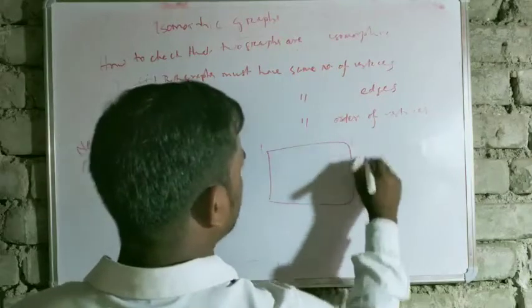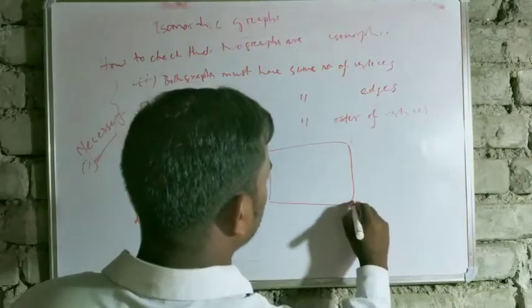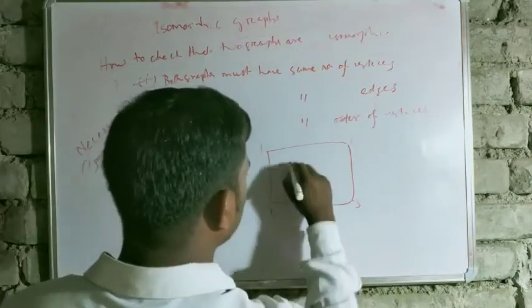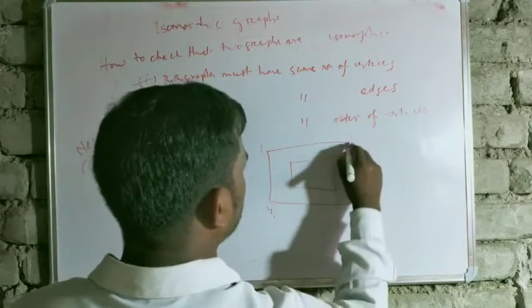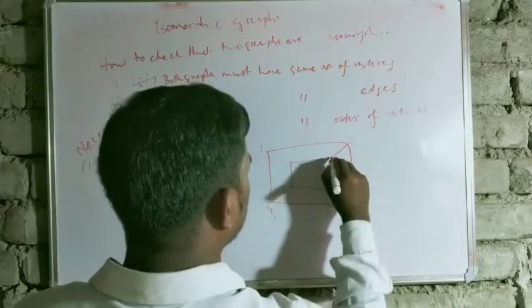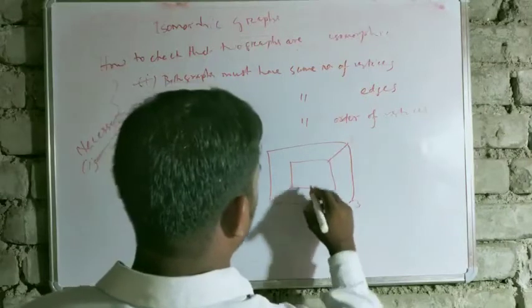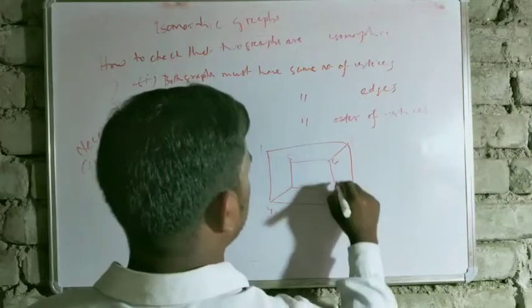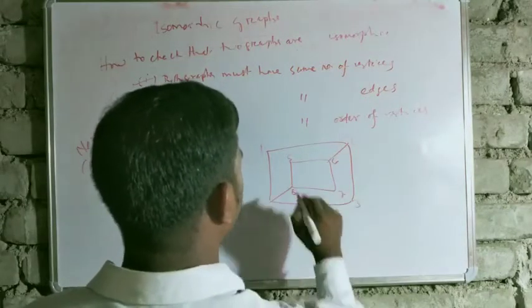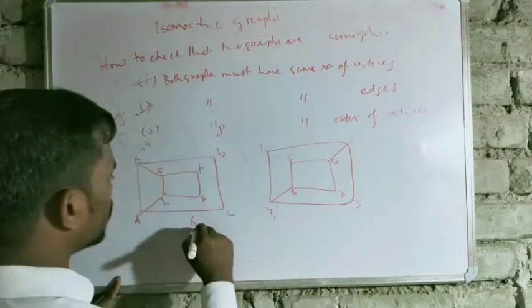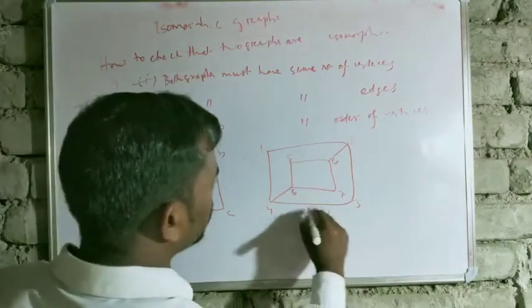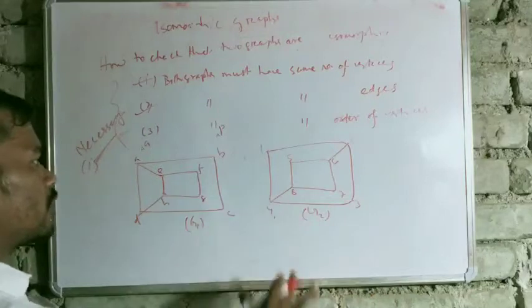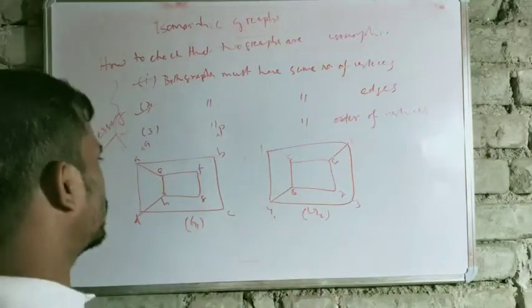We name the vertices 1, 2, 3, 4, and this one 5, 6, 7, 8. So these are the two graphs G1 and G2. You have to show whether these two graphs are isomorphic or not.